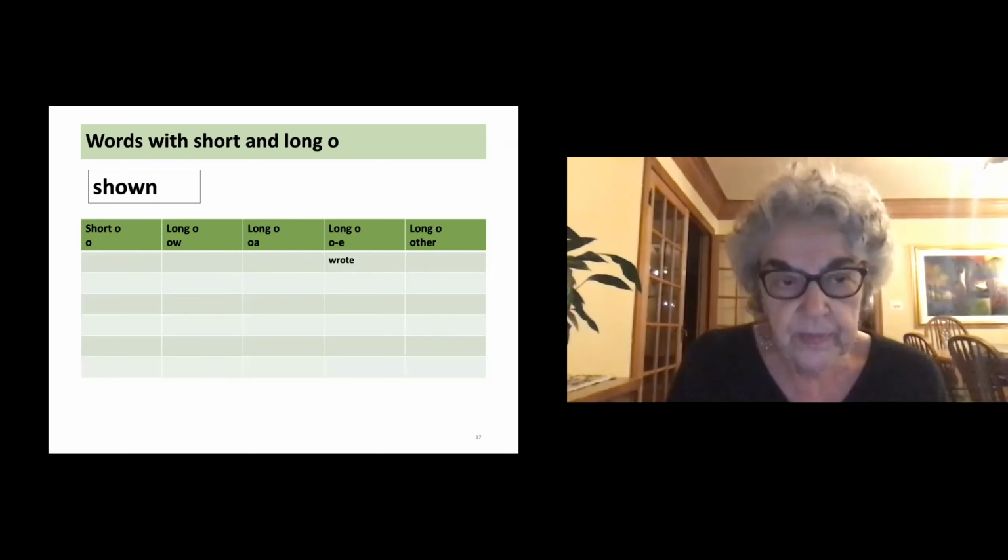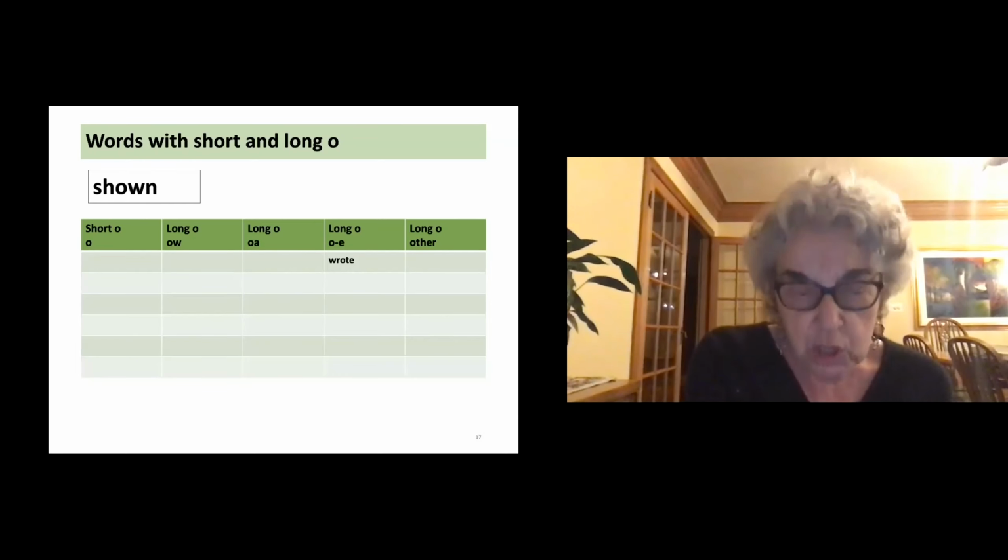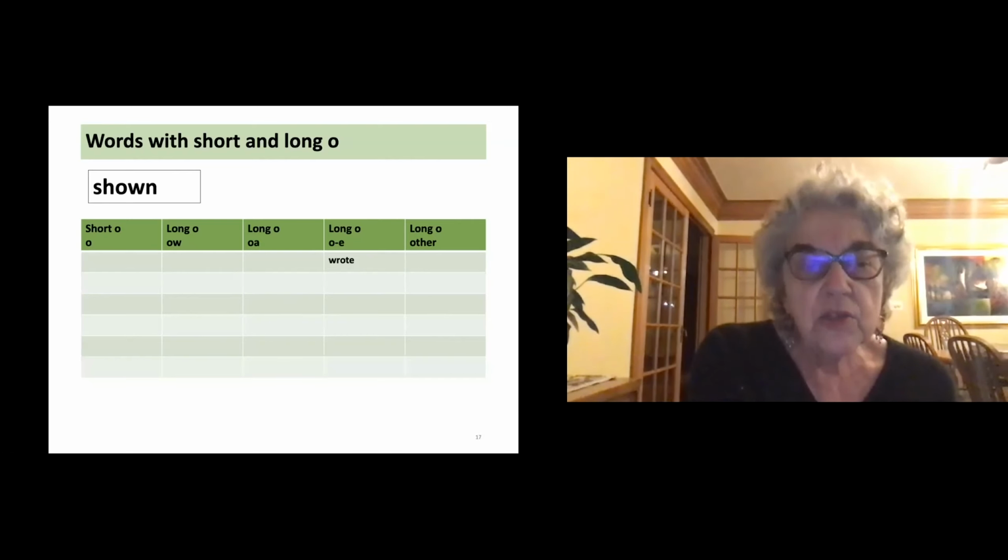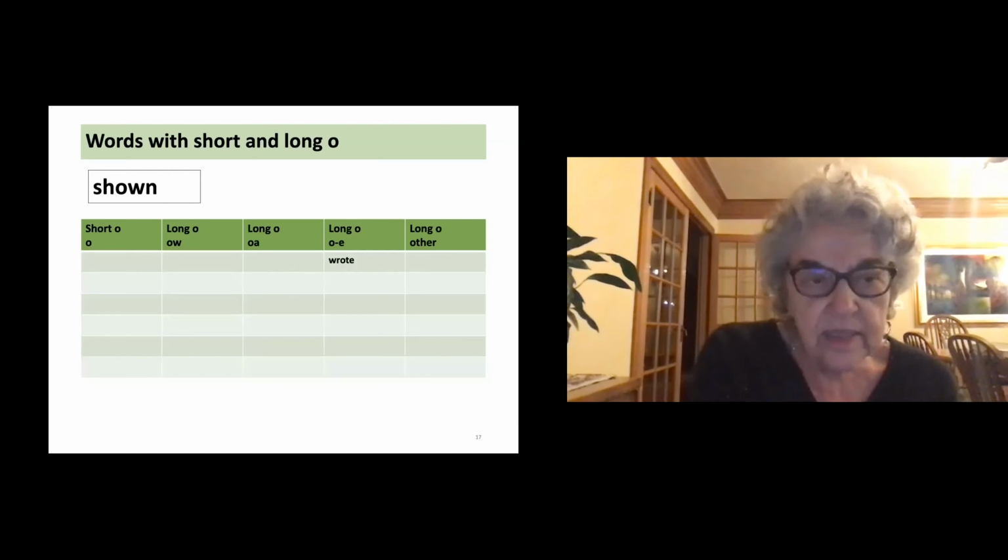Next word. And this word is shown. Say the word shown. Spell it. S-H-O-W-N. Say it, shown.